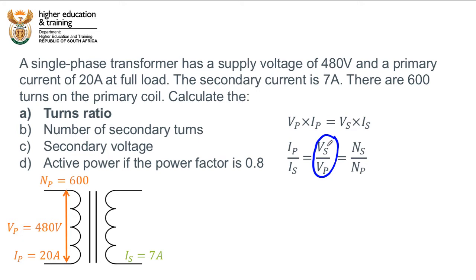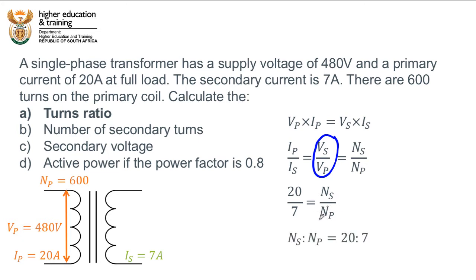Now, this should be familiar to you because that is one half of our transformer equation. The ratio of the secondary to the primary voltage is the same as the ratio of the secondary to the primary turns. Now, we have both the primary and the secondary current. So we know that the primary current, 20 amps, divided by the secondary current, 7 amps, is going to be in the same ratio as the number of turns on the secondary coil divided by the number of turns on the primary coil.